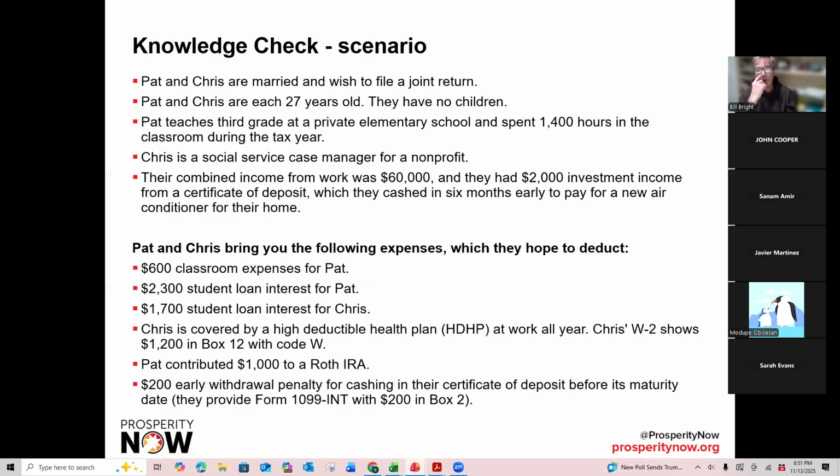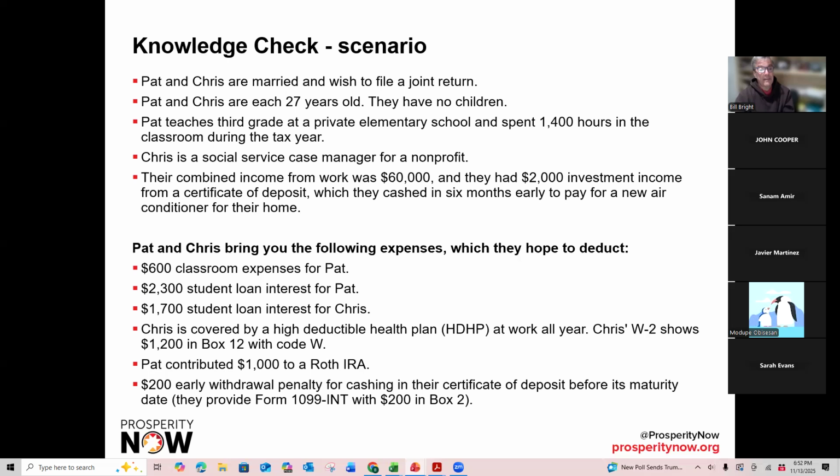Okay, so here's something which, again, is a number of bullet points that we generally would not see all at once. Pat and Chris are married. They wish to file a joint return. They are each 27 years old, no children. Pat teaches third grade, spent 1,400 hours in the classroom. Chris is a social services case manager. Their combined income was $60,000. They had $2,000 in investment income from a CD, which they cashed in 6 months early to pay for a new air conditioner. Okay, so here are some of the particulars from all of that.